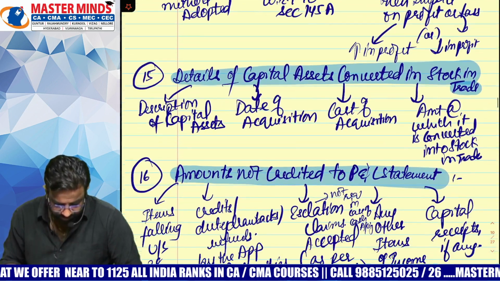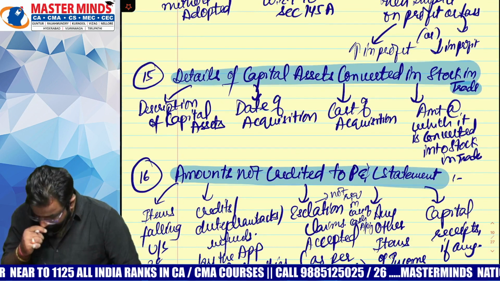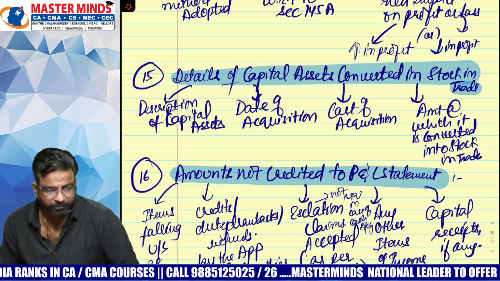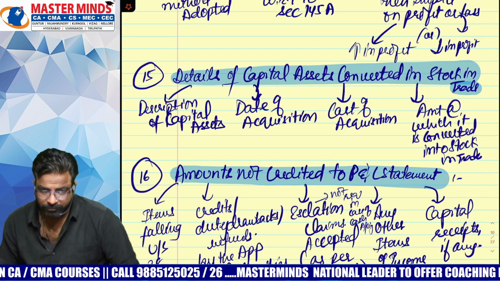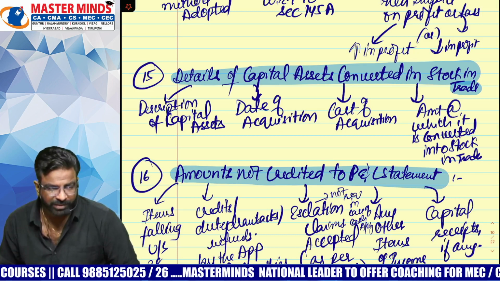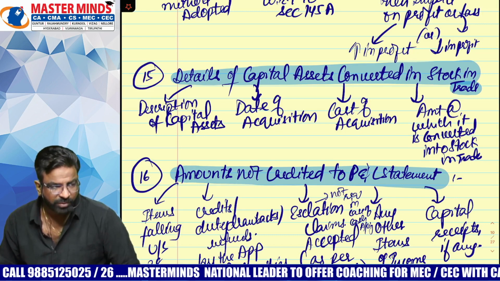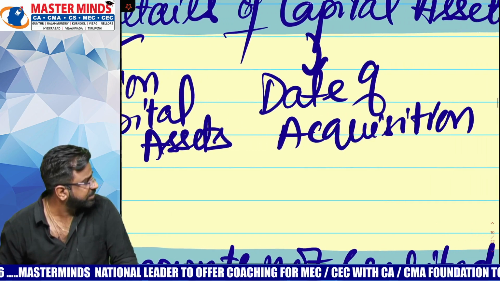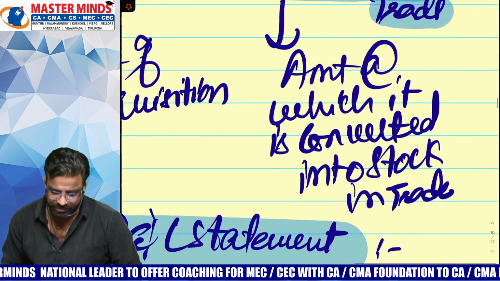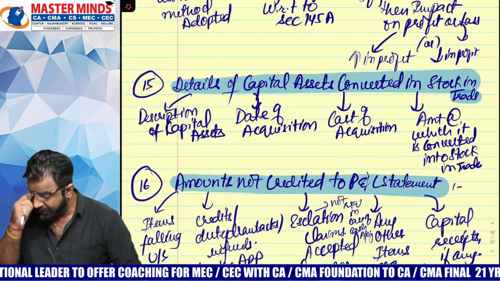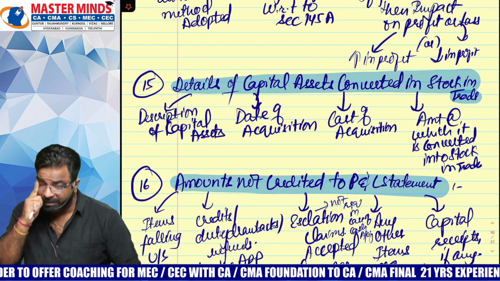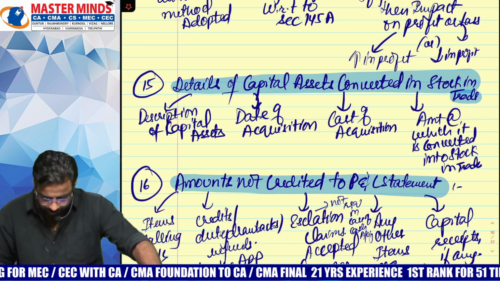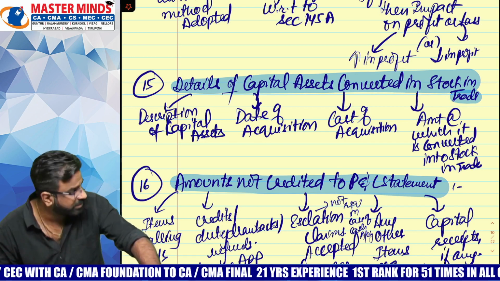Now, 15th, details of capital assets converted into what? Stock in trade. Now, what do you mean by capital asset converted into stock in trade? Matlab, there were so many assets with you, but instead of now treating them as capital assets, you want to treat them as now what? So what are the four disclosures you have to make? Point number 1, description of those capital assets, date of acquisition, cost of acquisition, and amount at which it is converted into stock in trade. Am I correct? Tell me the 4 things again. Details of capital assets and date of acquisition, cost of acquisition, amount at which it is going to be converted into stock in trade. 16 please.